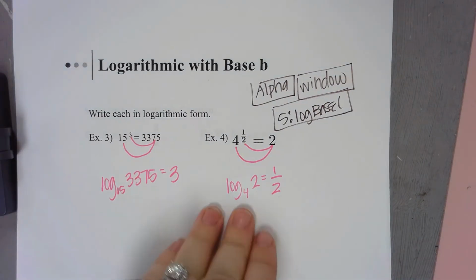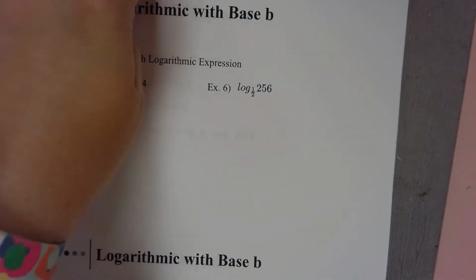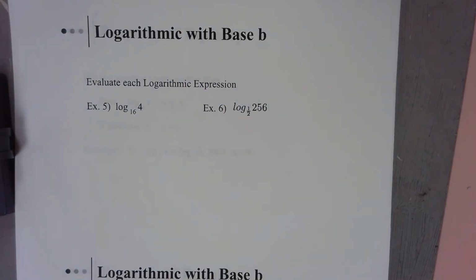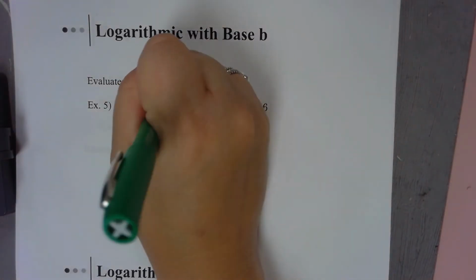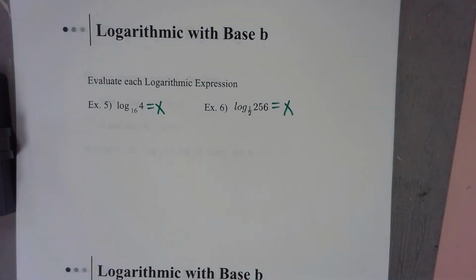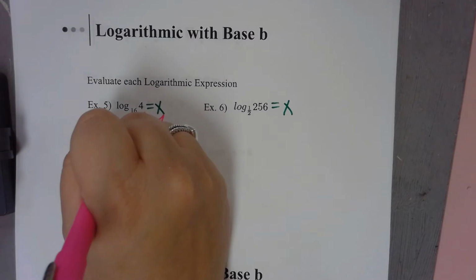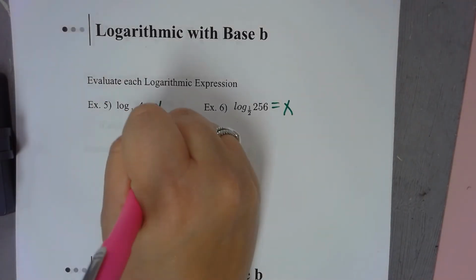Okay, let's look at example 5. Example 5 says to evaluate each logarithmic expression, and they have given us just an expression and not an equal sign. So I have nothing to cross over to convert into. So I'm going to go ahead and write equals x out to the side before we start. And then I'm going to draw the swoosh like we've been doing. 16 to x and back to 4. So 16 to the x power equals 4.